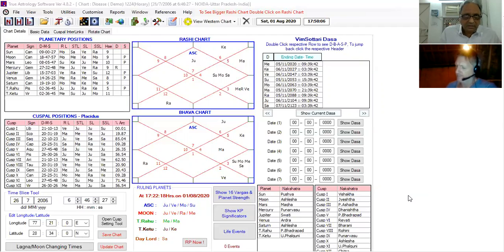Number 3, write down. Check the sub-lord of the 6th house cusp. What is that? The sub-lord of 6th cusp is Saturn. Write down. Number 4, the sub-lord of 6th cusp is Saturn. Number 5, Saturn is posted in Cancer sign. You see here in the planetary position chart, this is Saturn. It is posted in the Cancer sign.